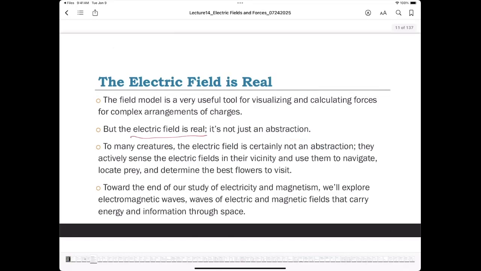Towards the end of our study of electricity and magnetism, we will explore electromagnetic waves of electric and magnetic fields that carry energy and information through space.